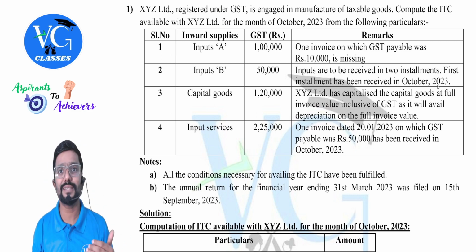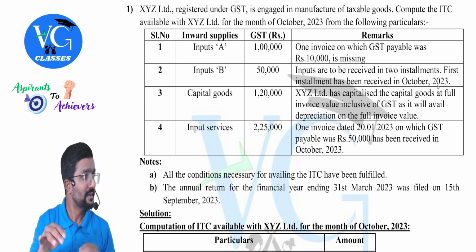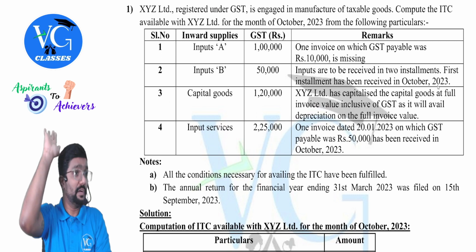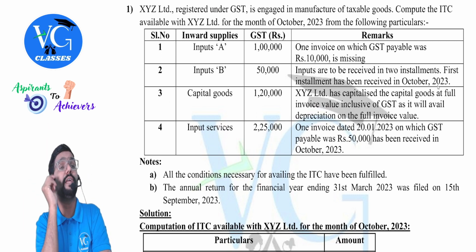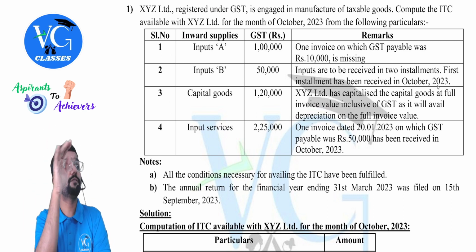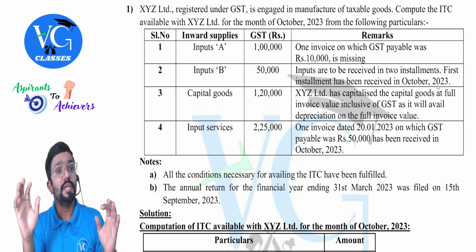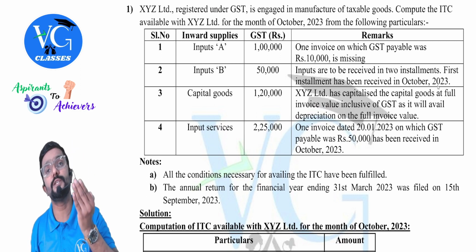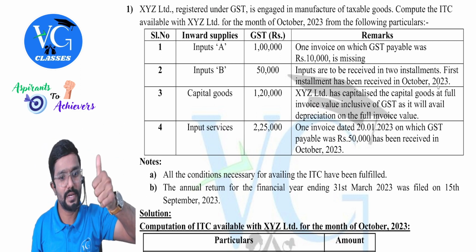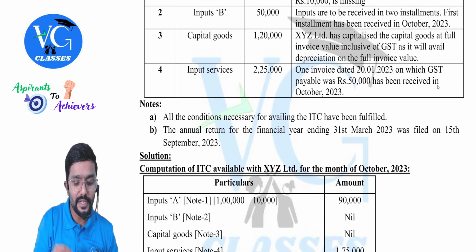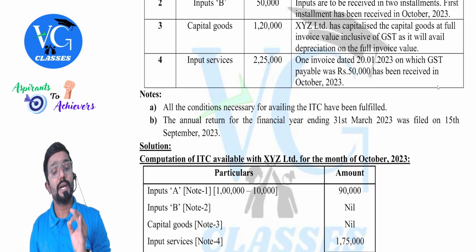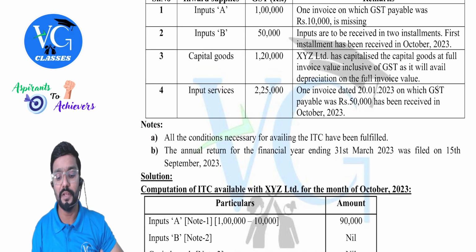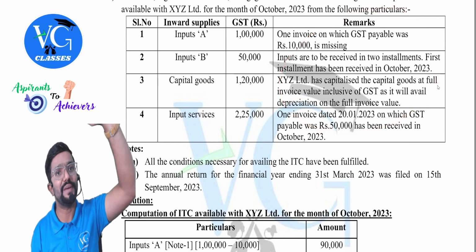When they have not given any extra story, you don't add any. You think all the conditions are satisfied, because sometimes students overthink. Sir, what if the goods are not received? If that is the story, they will give it in the question. If nothing is mentioned, please assume other things are taken care of. Yes, you can see they have given in the note also: all the conditions necessary for availing the ITC have been fulfilled. Except whatever story they have given, all other conditions are satisfied.